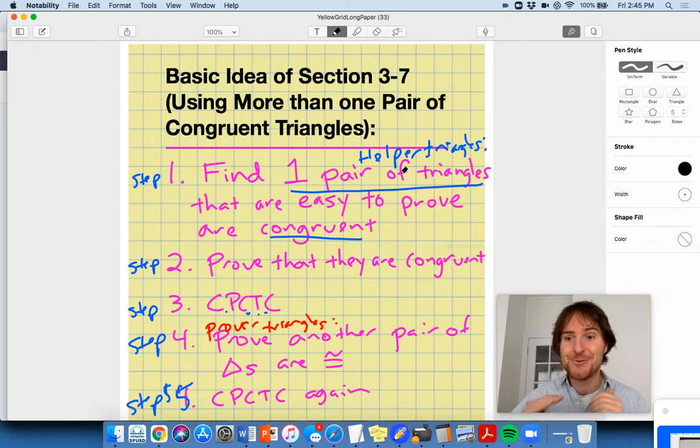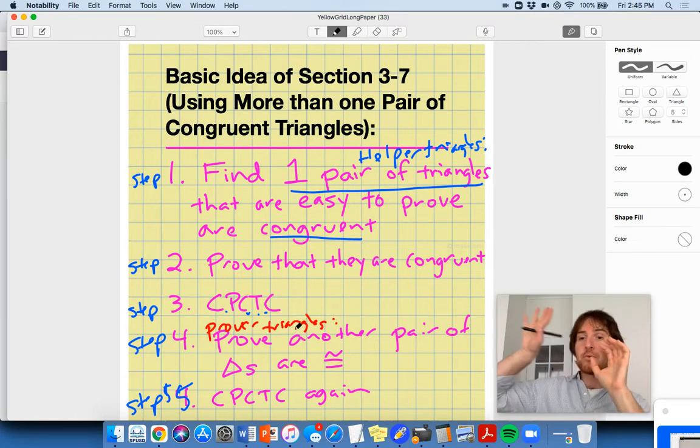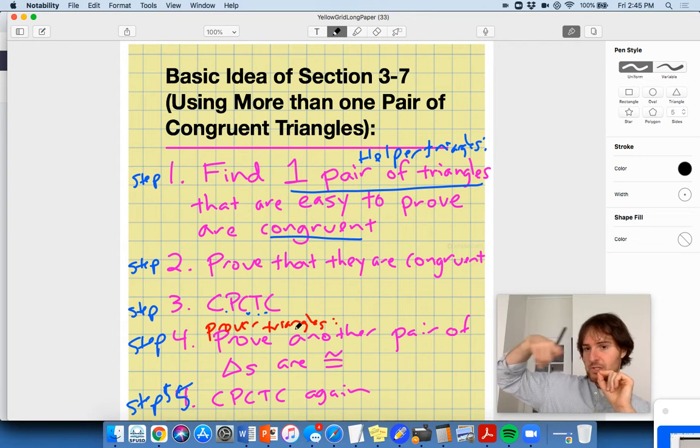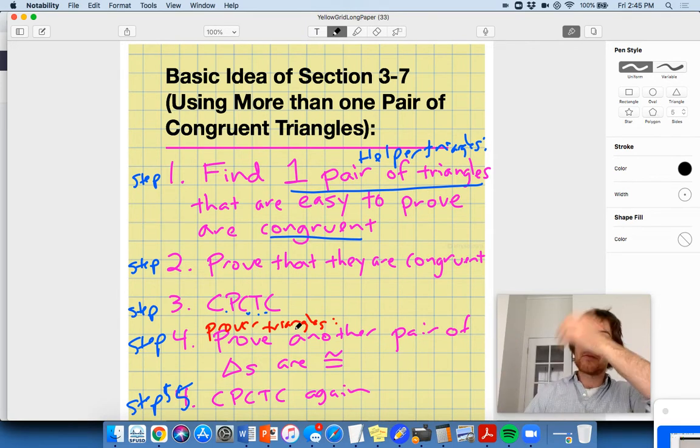Use those helper triangles. Once you get them proven congruent, you can use CPCTC to get angles, sides, anything else to prove congruent in those two original congruent triangles that might be in two other triangles that you could also prove are congruent. So think about it. If I can prove one pair of triangles congruent, then I can take these sides that are in both of these triangles, and they're in these other triangles here. And if I know that those sides are congruent, then maybe I have enough information to prove that those other pairs of triangles are congruent.